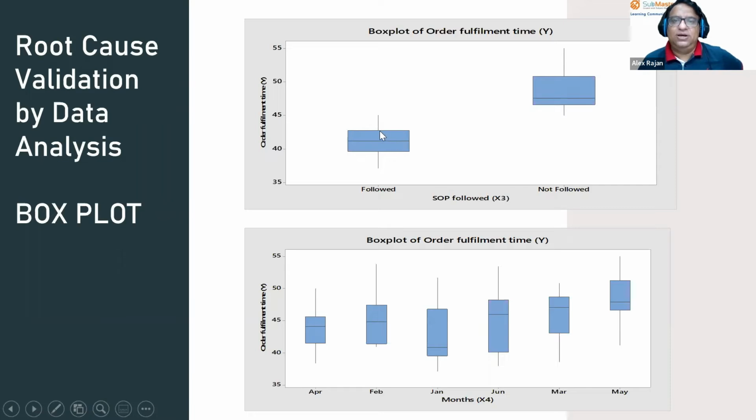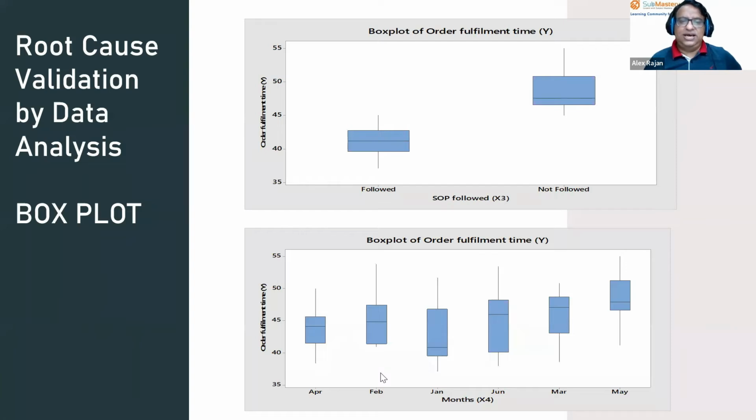We can see when SOP is followed, we compare the boxes. The boxes are in different regions of the order fulfillment y-axis. There is no overlapping of the boxes. As the name implies, we compare the boxes, and they are not overlapping, they are different and distinct. So we say that order fulfillment depends on SOP followed, because when SOP is followed, the order fulfillment is less compared to when SOP is not followed. We're validating with data that SOP followed is a critical factor, because if you follow the SOP, then order fulfillment takes less time. So this is how we compare a box plot.